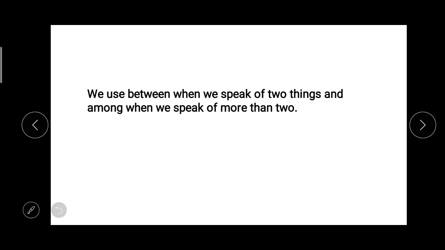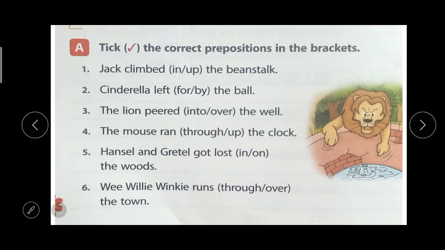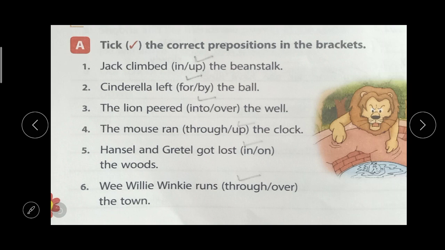Okay, so now students, let me show you the exercises which are related to prepositions. Here comes the first exercise, that is number A, and the question is, tick the correct prepositions in the brackets. And your answer is: number 1, Jack climbed up the beanstalk. Number 2, Cinderella left for the ball. Number 3, the lion peered into the well. Number 4, the mouse ran up the clock. 5, Hansel and Gretel got lost in the woods. Number 6, Wee Willie Winky runs through the town.